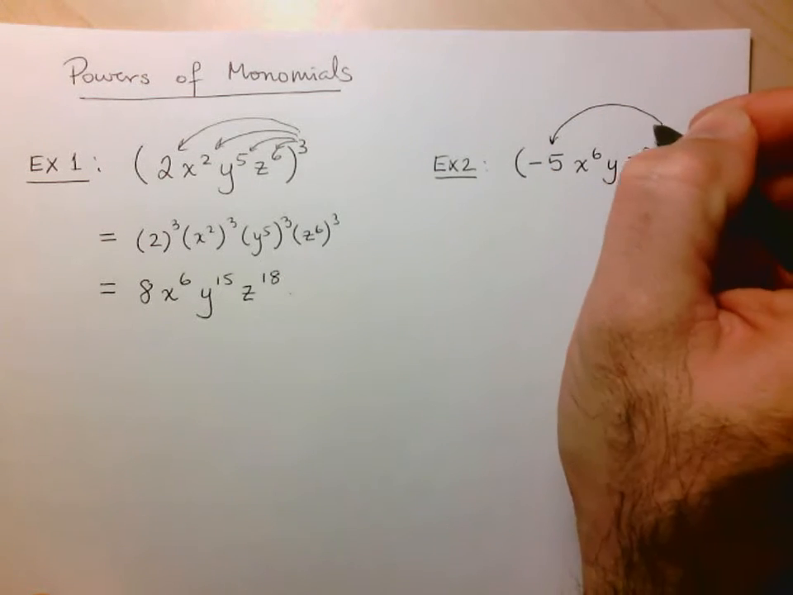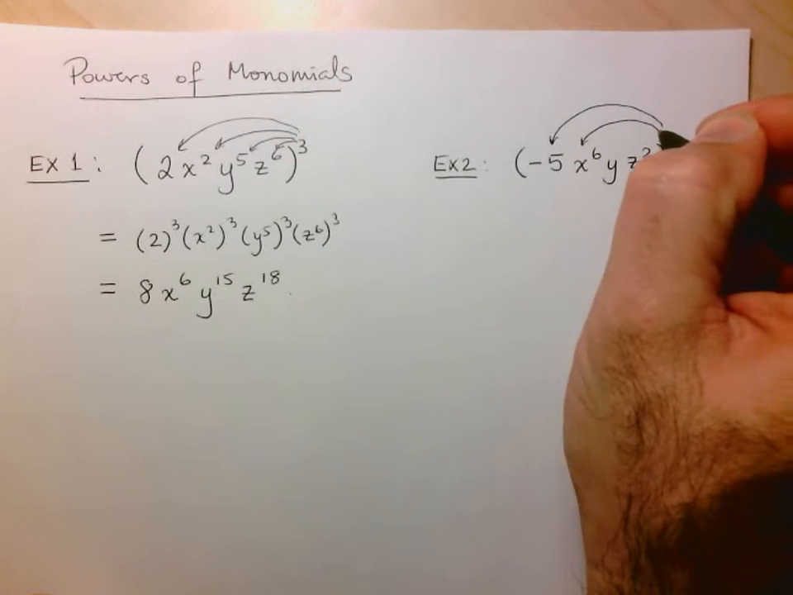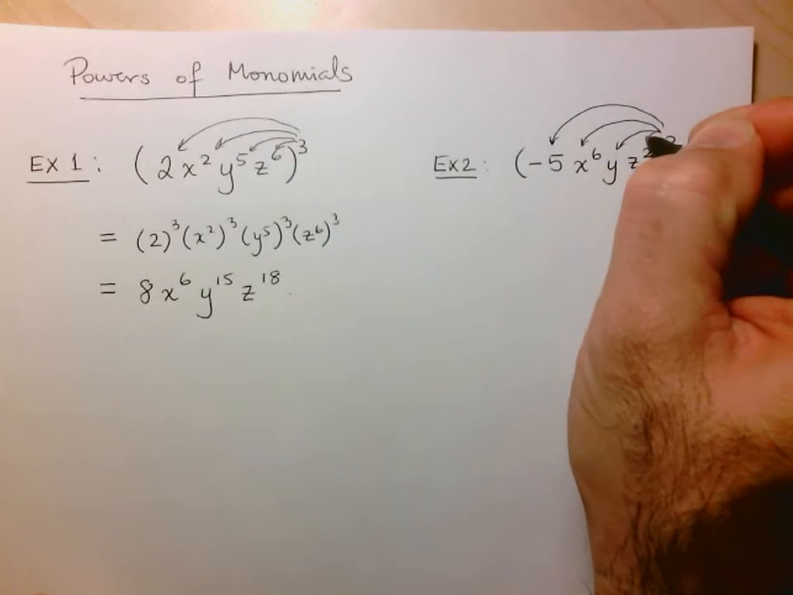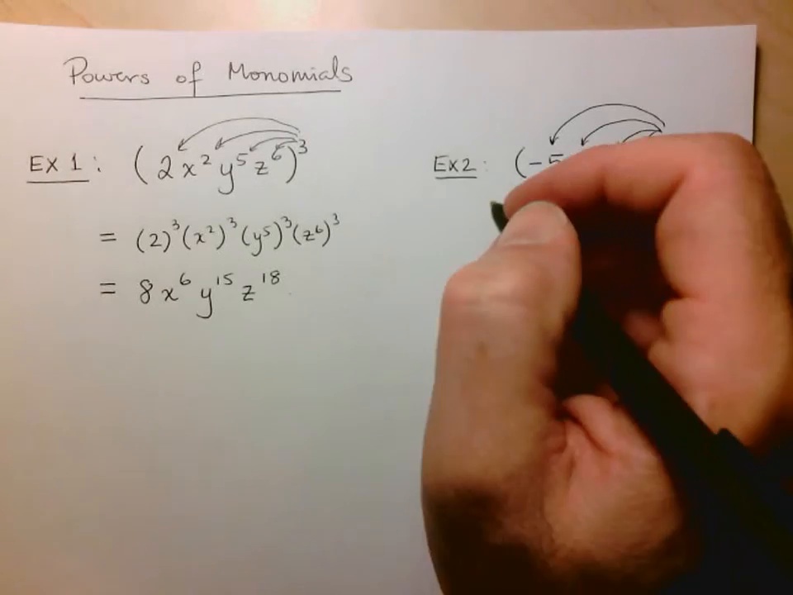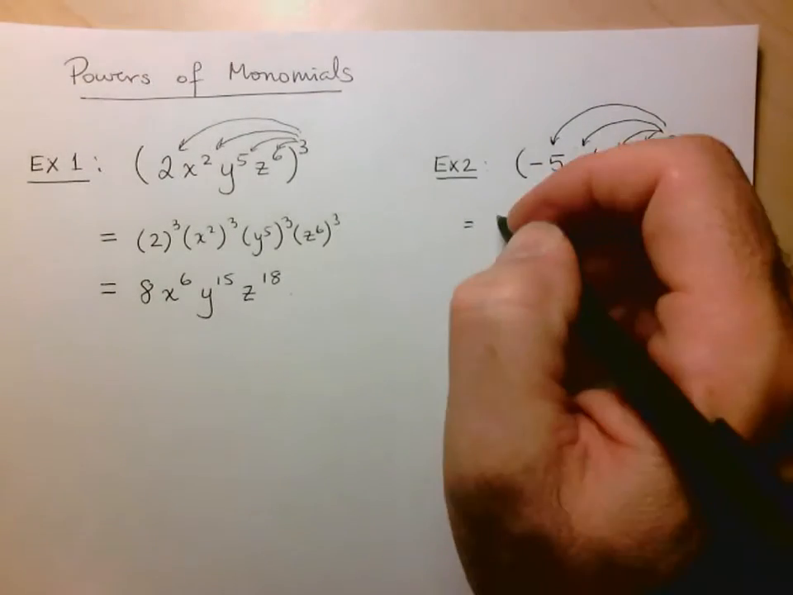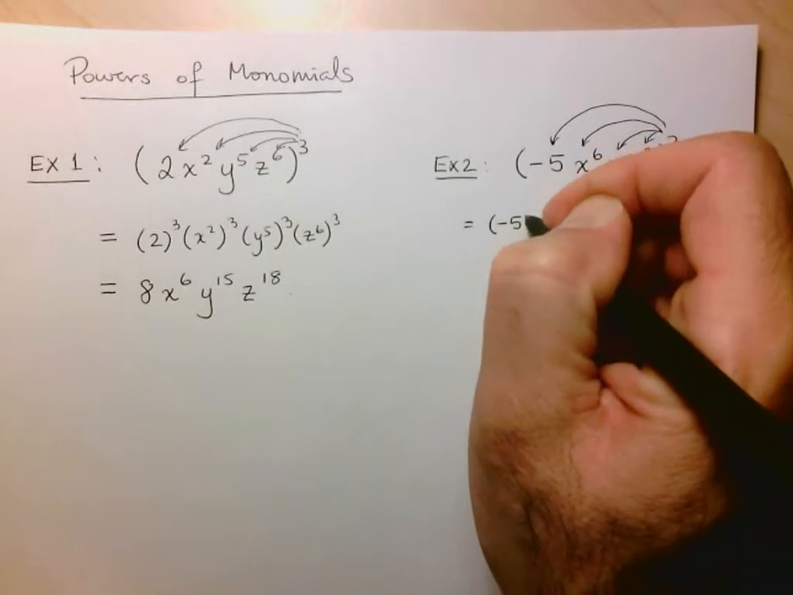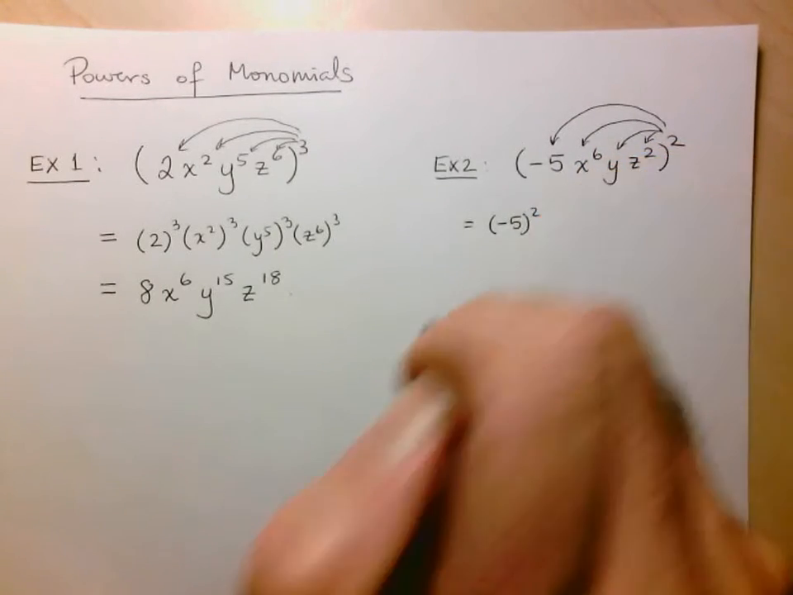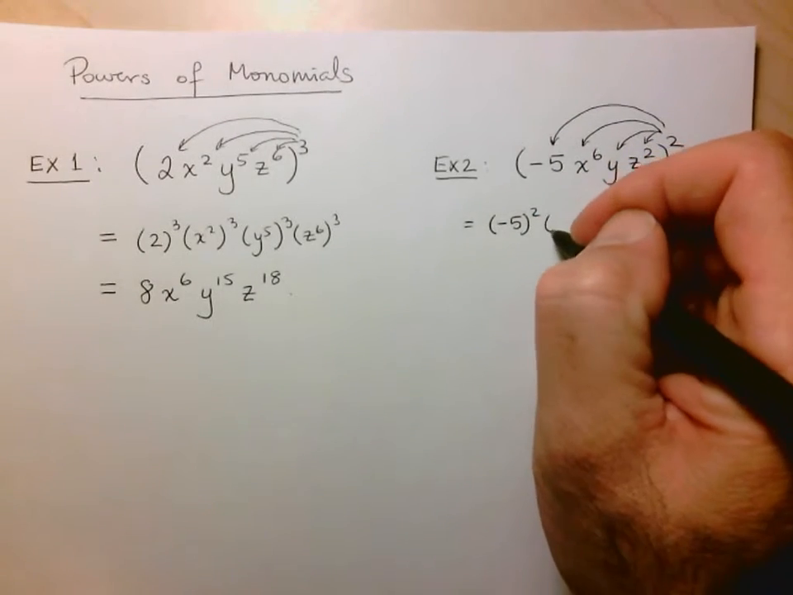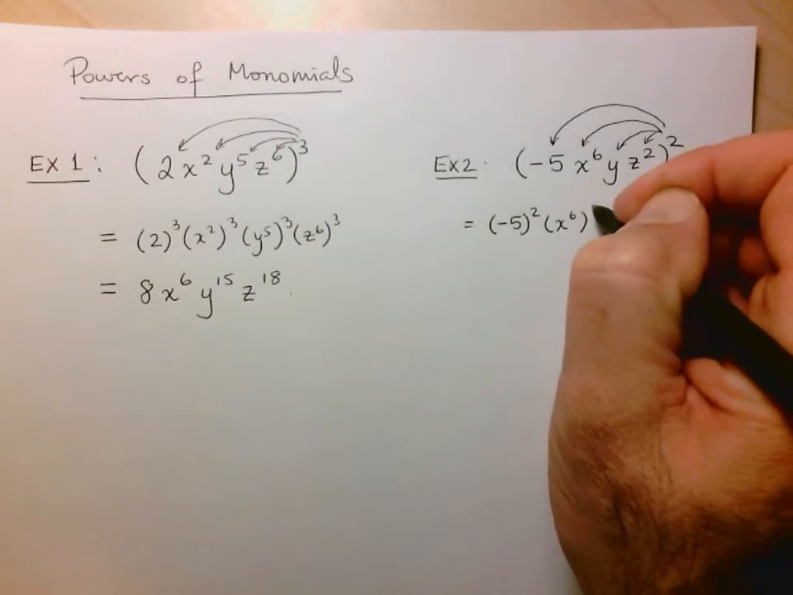I'm going to use my arrows to represent distributing that exponent to each part of the monomial. And now here I know that I'm taking negative 5 squared, so the whole number is being squared. Then similar to before, x to the 6th squared.